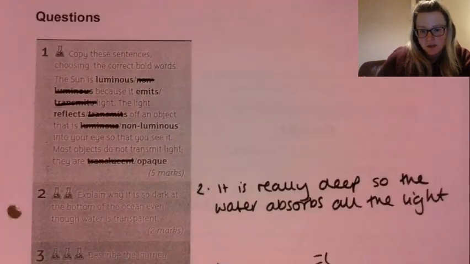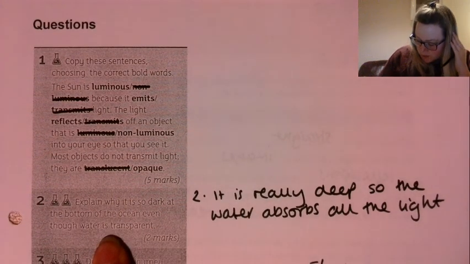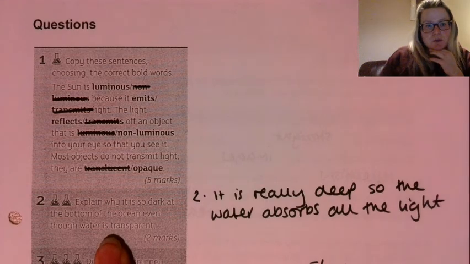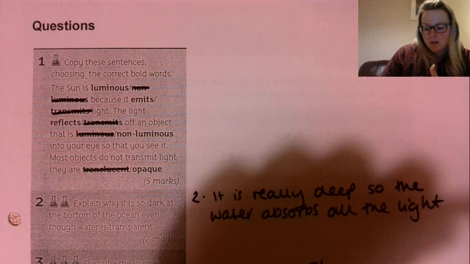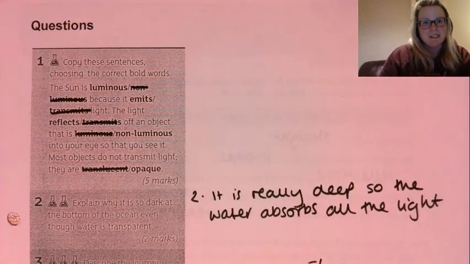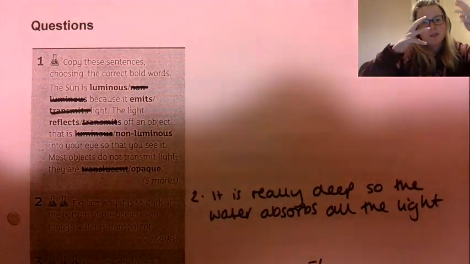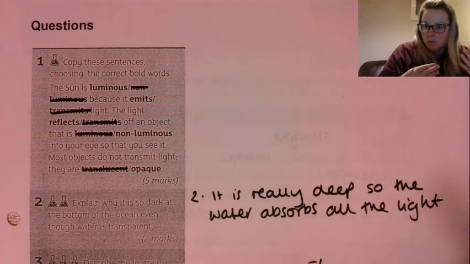Then question 2, again, not a perfect answer here. So explain why it is so dark at the bottom of the ocean even though water is transparent. So water, especially seawater, I didn't even mention this here, wouldn't be transparent, it would be translucent, and if you remember, that means it allows some light through. But because the ocean is so deep, translucent objects will absorb a little bit, but if you have more and more of that, then it's going to absorb more and more of the light.